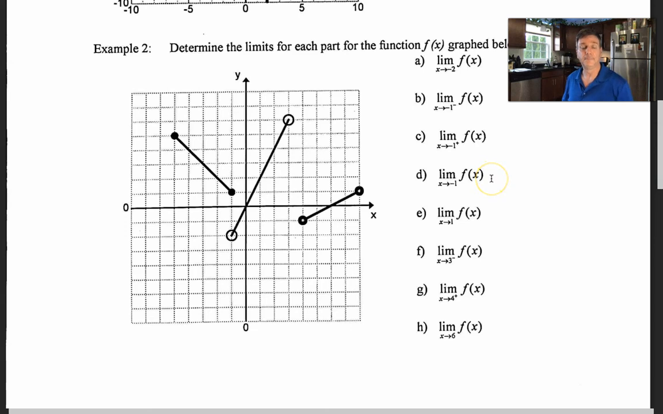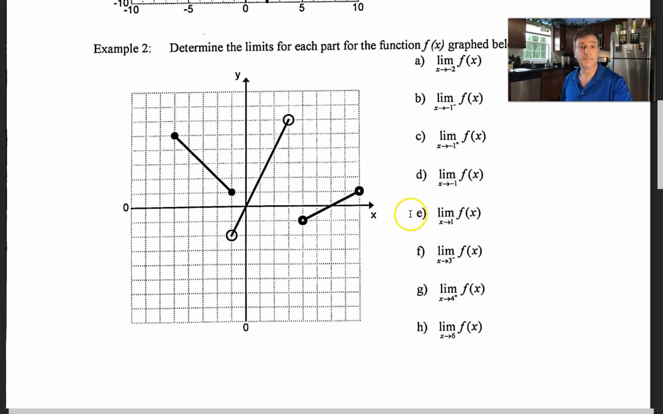So part C, the answer is -2. Part D. Let's take a look at part D. Part D is a two-sided limit at -1. That means that the left limit and the right limit have to both agree. The left limit is going to 1. The right limit is going to -2. So the answer to part D is does not exist. And you can write DNE, does not exist. The limit does not exist. It's a famous quote from a movie.